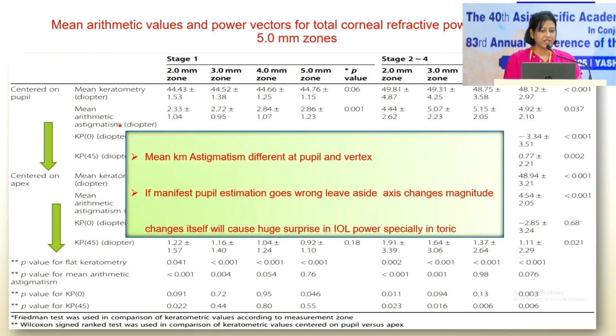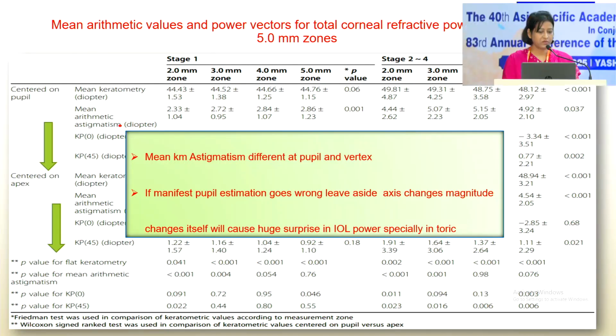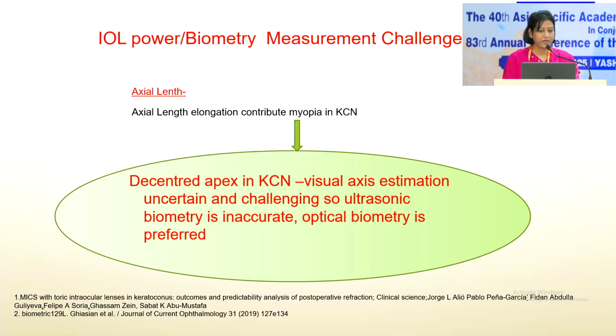In various studies, the mean arithmetic value and power vector for total corneal refractive power within the 2 to 5 millimeter zone were found to be very variable. Mean K astigmatism is different at pupil and vertex. If manifest pupil estimation goes wrong, leaving aside the axis changes, the magnitude changes itself will cause a huge surprise in IOL power, especially in toric. In IOL power biometry, another challenge is axial length estimation.